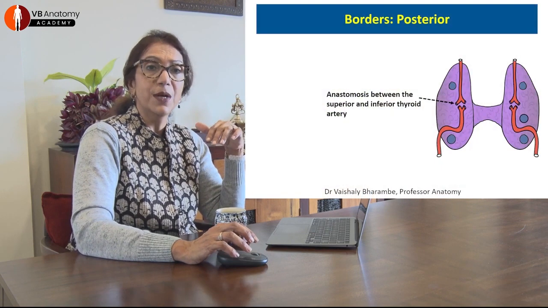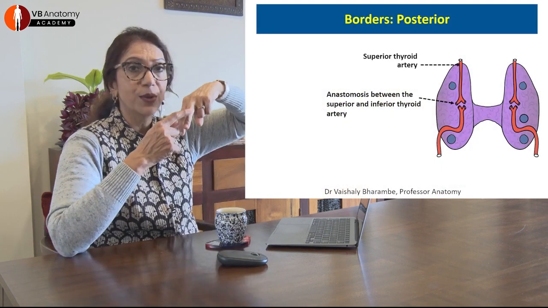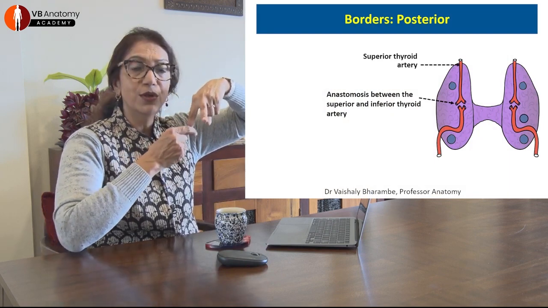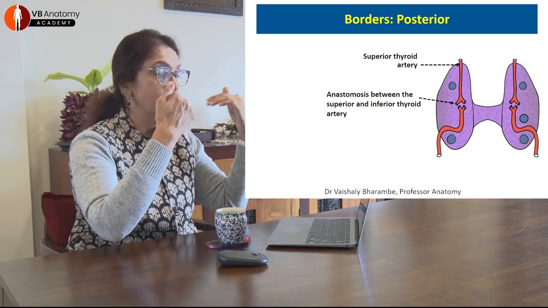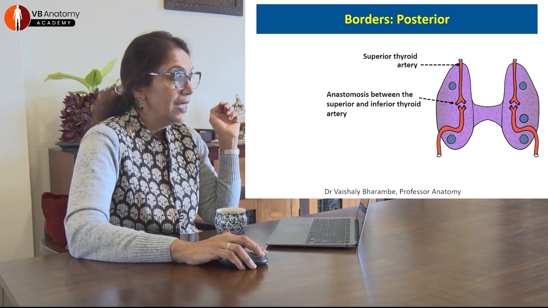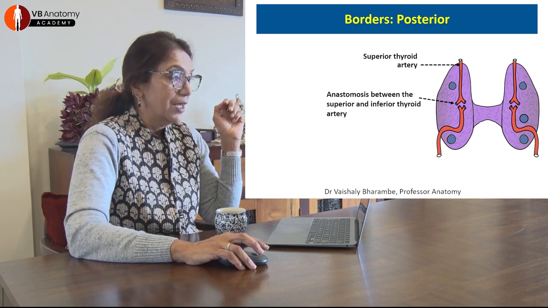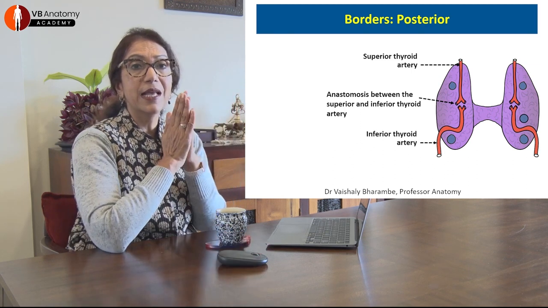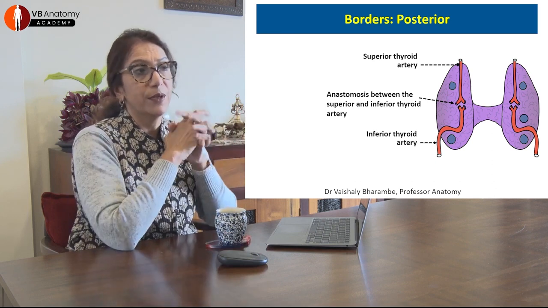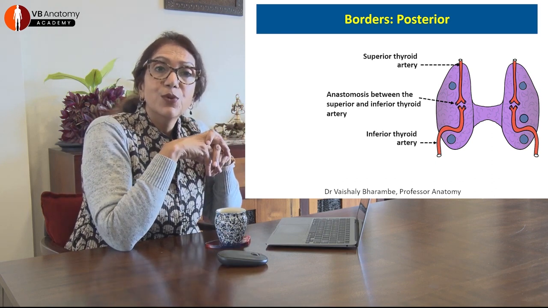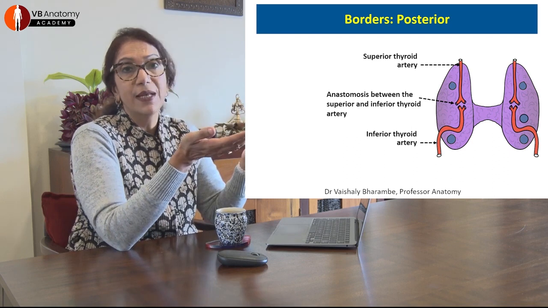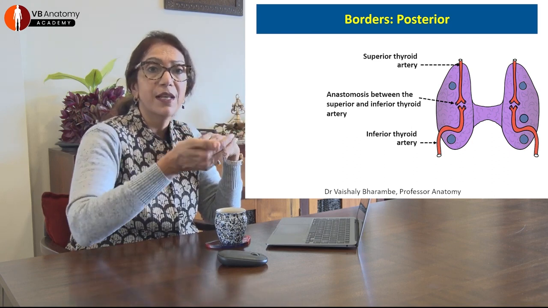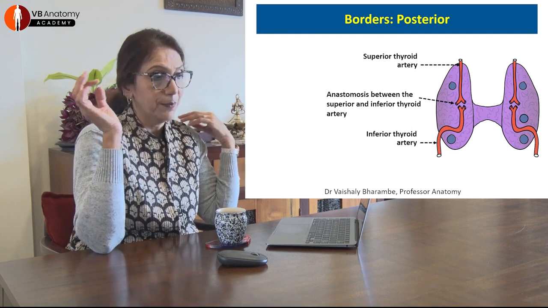Okay, let's now see that it also gives rise to a posterior branch. Superior thyroid gave rise to an anterior branch. Now it also gives rise to a posterior branch that goes behind the gland. And here it meets the inferior thyroid artery and they anastomose along the posterior border. So how will I know which is the posterior border? I will look for the anastomosis between the superior and inferior thyroid artery.